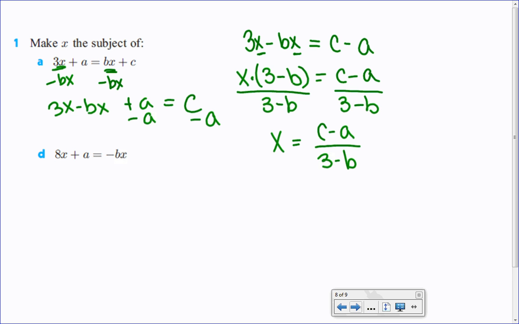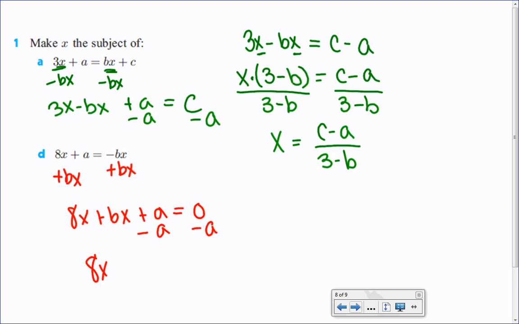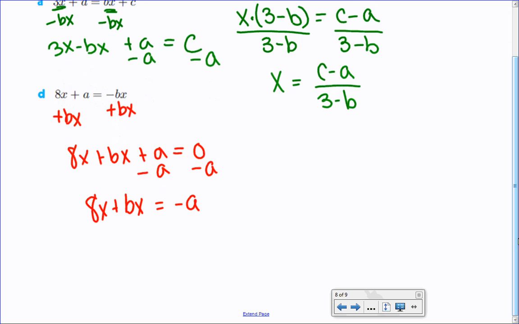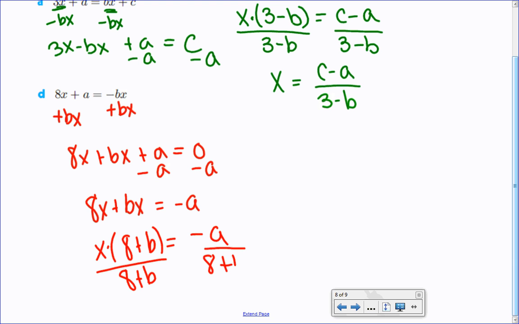Okay, similar situation. We want to get all our x's on one side. So 3x plus bx plus a is equal to 0. We can move the a to the other side. And we want to solve for x. We can factor x out now from this side. And then since this is multiplication, we can divide by 3 plus b, both sides. So x is equal to negative a over 3 plus b.